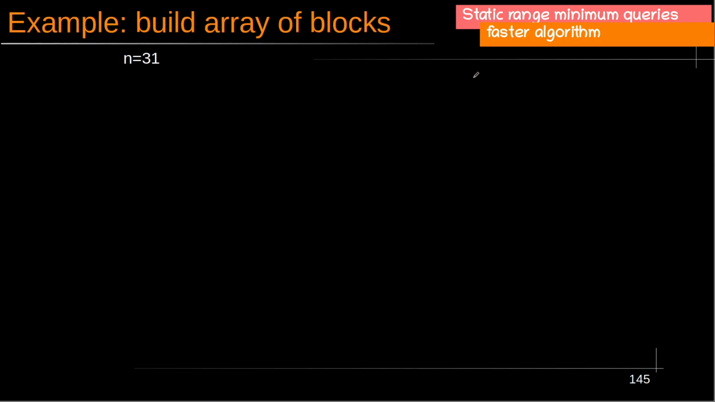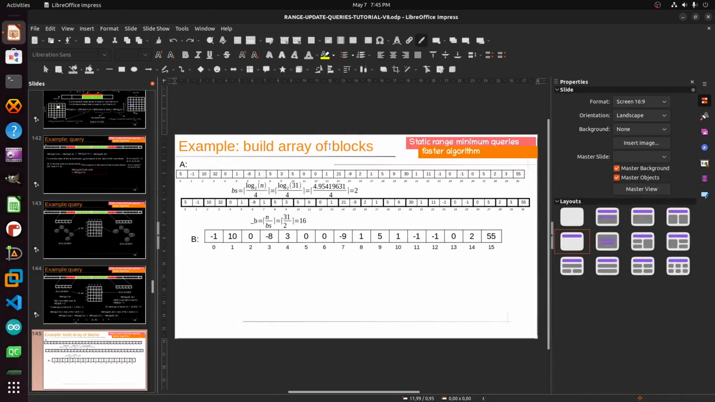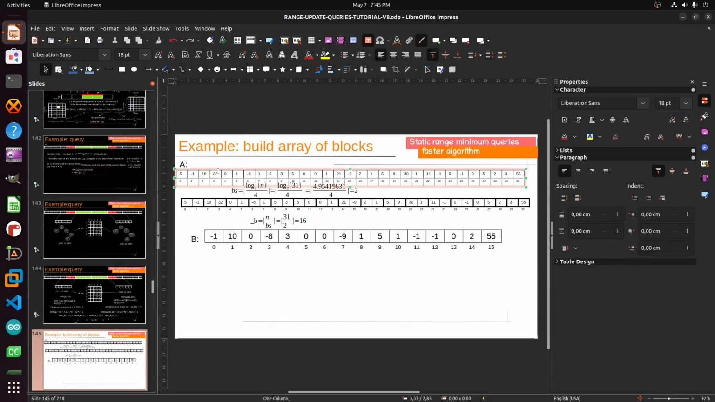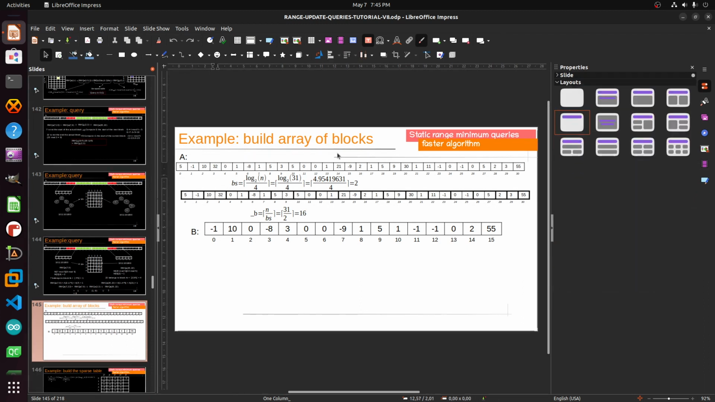How to build the array now? We're going to see quickly how to build the array. If the size of the array is 31, we compute the block size. The block size is the ceiling of log base 2 of n over 4. We have to use the ceiling here because log 2 of n over 4 could be less than 1, giving 0 point something, but we must have at least 1 as the block size.